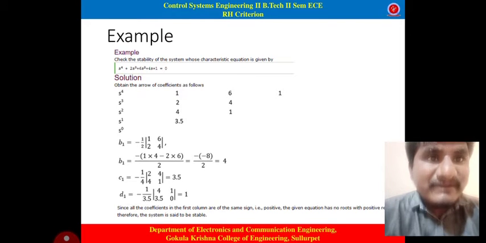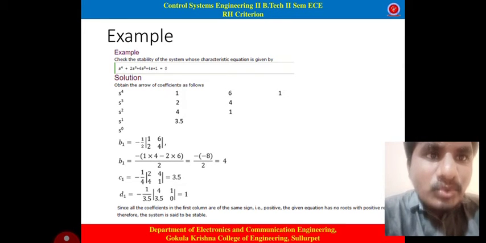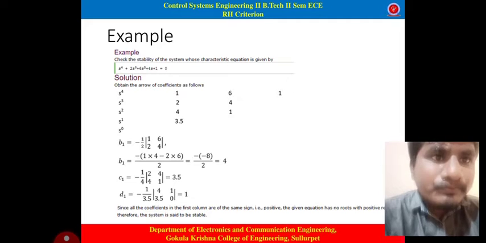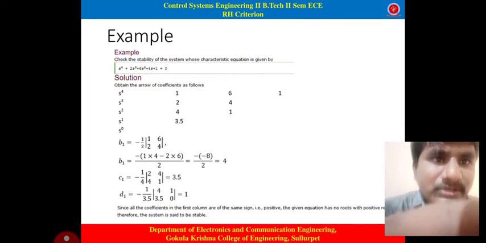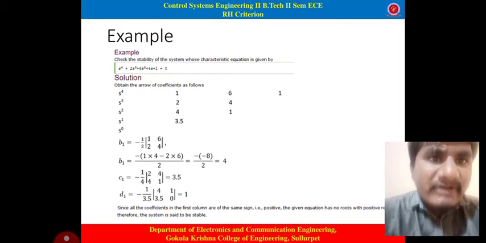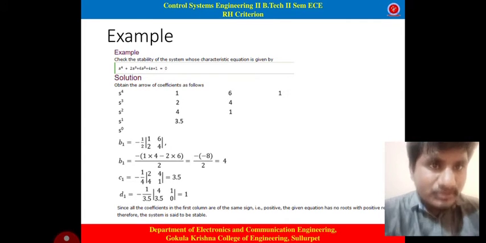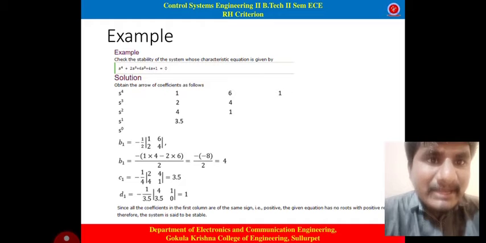And coming to c1, which is the second coefficient in the s square row. So here, how are we calculating? See, you observe 2 and 4. Here what was done is, they are trying to calculate c1, which is in the next row. They are filling the first row, first column. So how to calculate c1? c1 is 1 by 4, and the determinant of 2, 4, 4, 1.